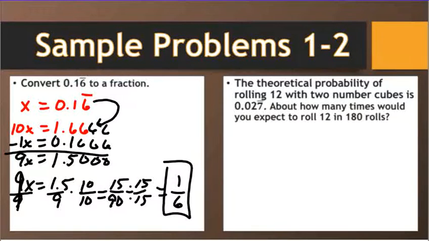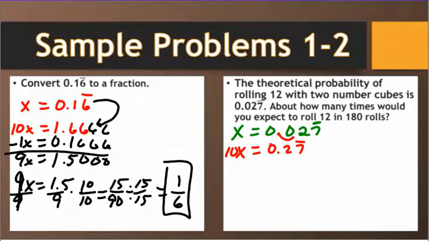Next, the theoretical probability of rolling a 12 with 2 number cubes is 0.027. About how many times would you expect to roll 12 in 180 rolls? So choose our variable, make it equal to the repeating decimal, so 0.027 with only the 7 repeating. We need to now multiply that by however many digits are repeating. There's just 1, so multiply everything by 10. So this would be 10x equaling 0.27 with the 7 repeating.